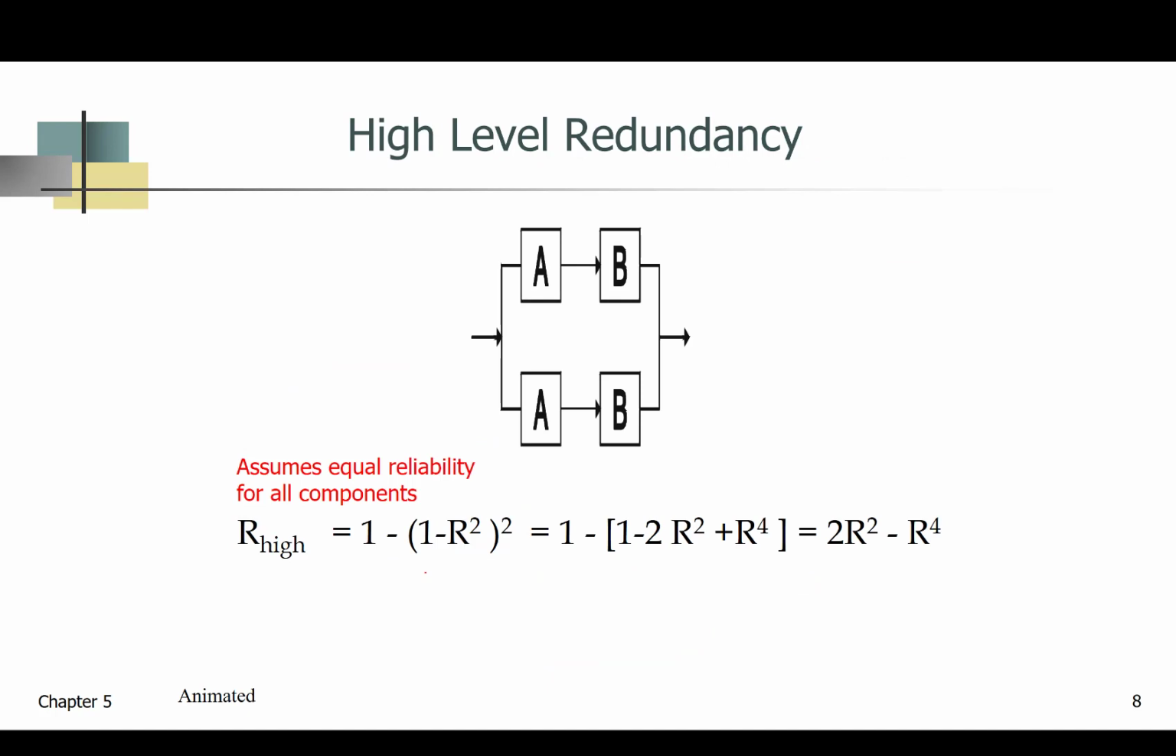We introduce redundant components so that we can increase the reliability of the system. Of course, by doing so, we introduce cost and maybe weight and time and a lot of unfavorable outcomes, but generally the result is a more reliable system. This we call high level redundancy.